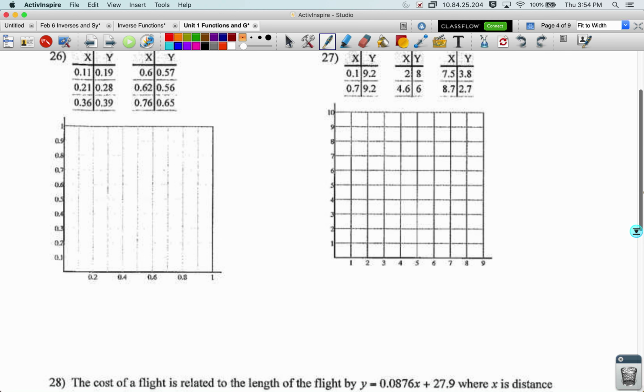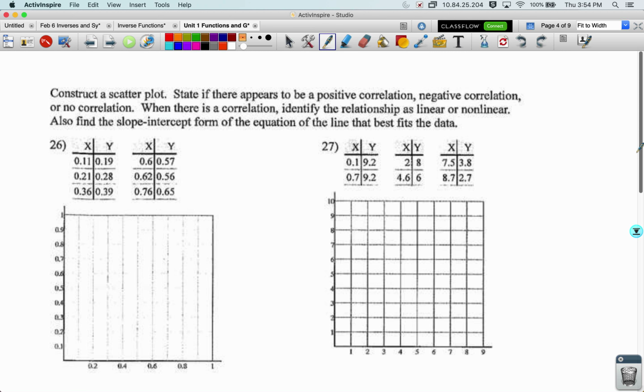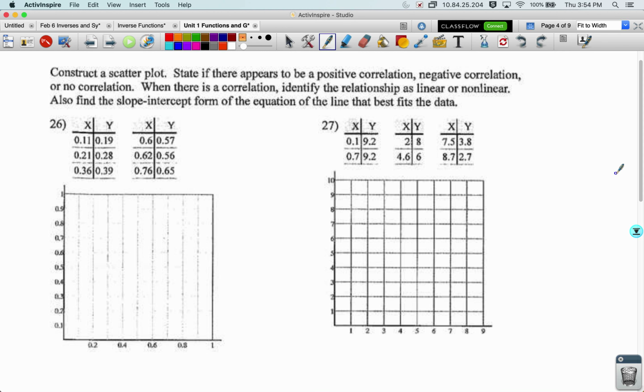Okay, we'll do this one, and then I'll pause the video. Construct a scatter plot. State if there appears to be positive correlation, negative correlation, or no correlation. When there is correlation, identify if the relationship is linear or nonlinear. Also find the slope-intercept form of the equation that best fits the line. All right, so how do we plot?